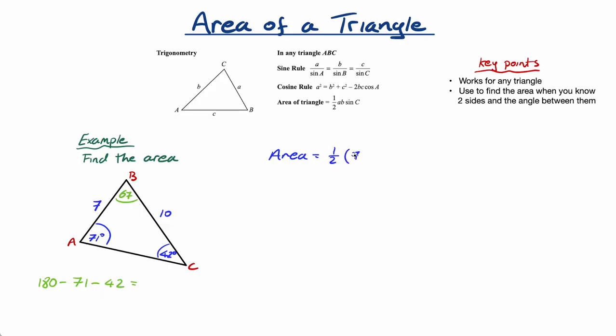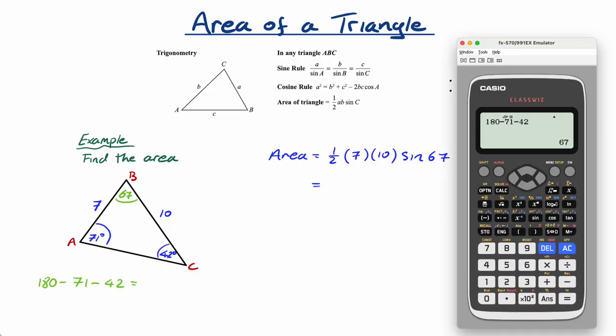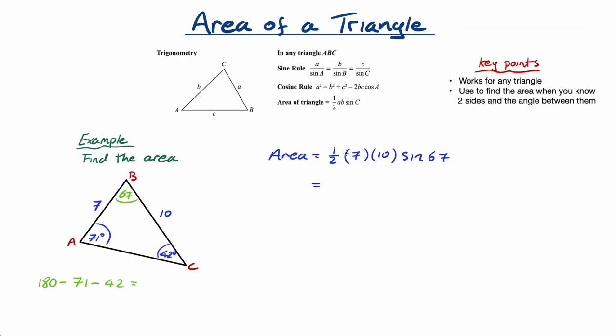So a half, 7 times 10 times sine 67, which is equal to, well, I can do that on the calculator, guys. I can do a half is 0.5 times 7 times 10 times sine 67, close brackets, 32.22. Let's round it to two decimal places, 32.22. And that's area, guys. So that would be, if these were centimeters, centimeters squared, or meters squared, or whatever it would happen to be. Okay, that's it, guys.